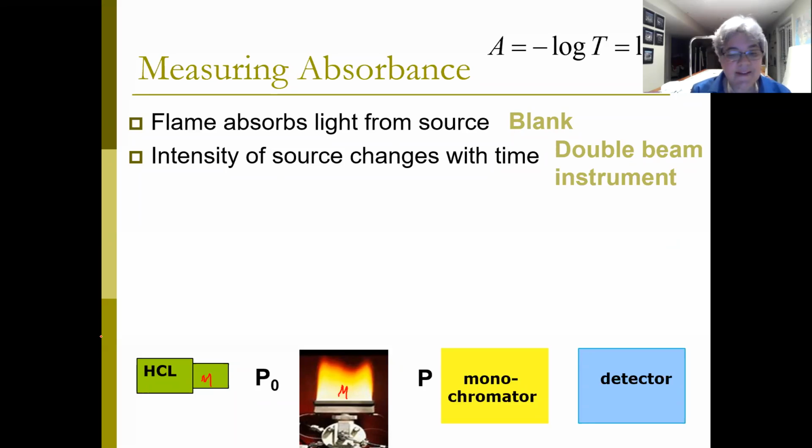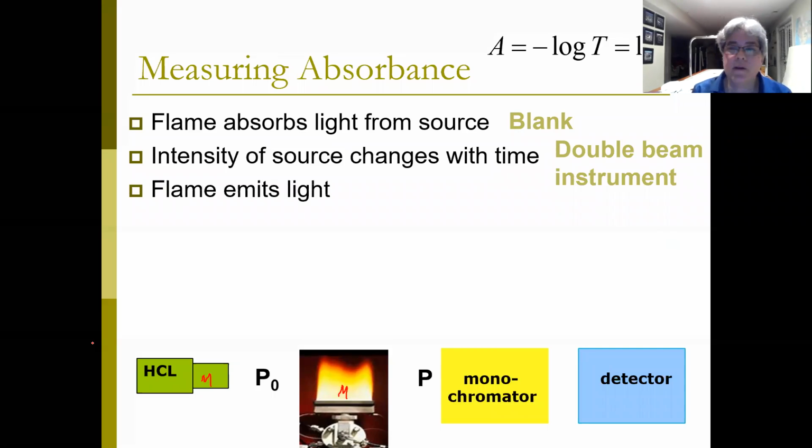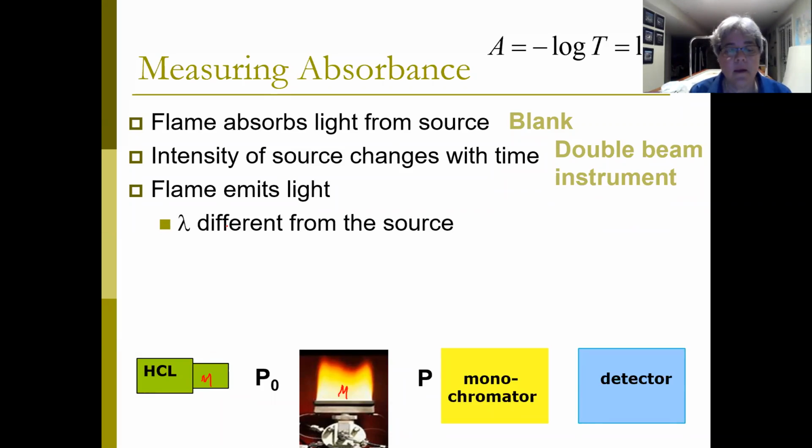Okay, next thing that could happen. The flame will emit light. It's a flame, of course it emits light. Now, we only want to measure light from the source. We don't want to measure light from the flame.